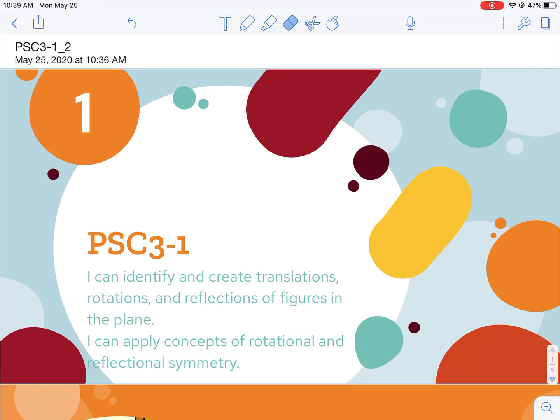On PSC3-1, we're going to talk about and identify translations, rotations, and reflections within a plane, so on a coordinate graph. We're also going to apply concepts of rotational and reflectional symmetry. Notice you do not need to know stretches or shrinks. I will touch on them today, but you will not be tested on them.